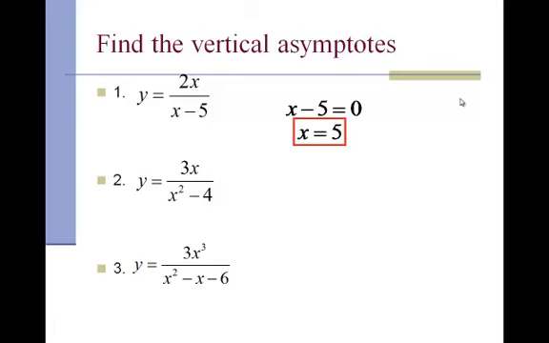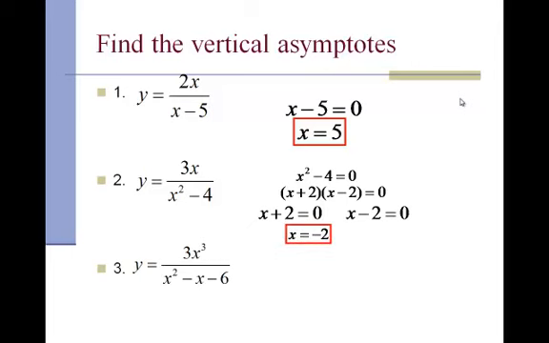On number 2, the denominator is x squared minus 4, so I'm going to set that equal to 0. Now this is something that does need to be factored. The factors would be x plus 2 and x minus 2. This is done by the perfect square method. And I set each factor equal to 0, and I solve for x. On the first one, I would subtract 2 to the right, giving me x equals negative 2. On the second one, I would add 2 to the right, giving me x equals positive 2. So this one has two answers, x equals negative 2 and x equals positive 2.